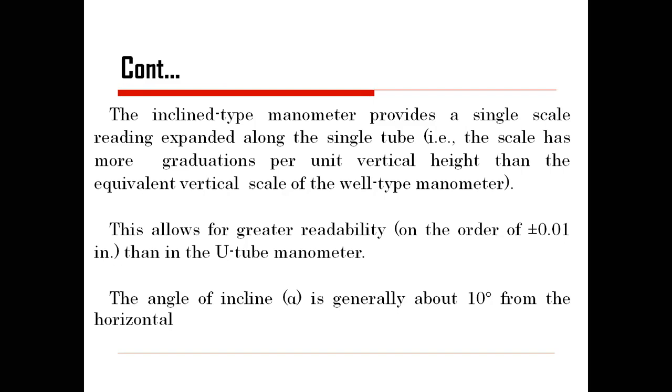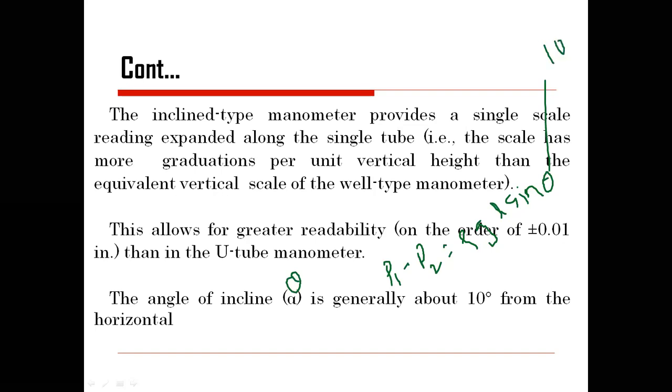So the angle of inclination alpha or theta, in the previous case we have considered, you just replace this alpha by theta. Angle theta, the inclination, is generally about 10 degrees from the horizontal. So here if I want to represent the expression, P1 minus P2 is equal to rho G H, where H is nothing but L sine theta. So you just replace that theta by 10 degrees.